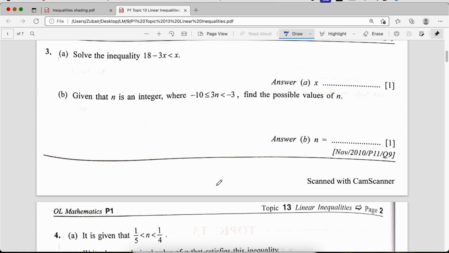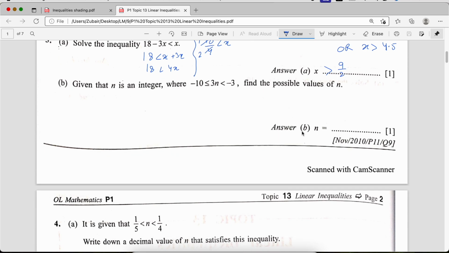Question 3. Solve the inequality 18 minus 3x. Again rearranging. 18 is less than x plus 3x. So 18 is less than 4x. And dividing by 4 on the other side, 18 by 4 is less than x. 2 9 times, 2 2 times, so x is actually greater than 9 by 2, or we can write x is greater than 4.5. Wherever you can, write the exact answers.